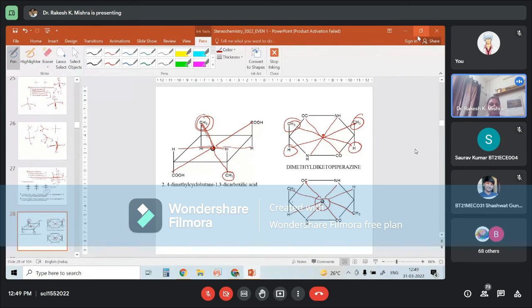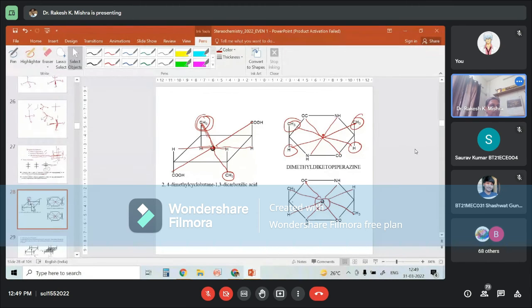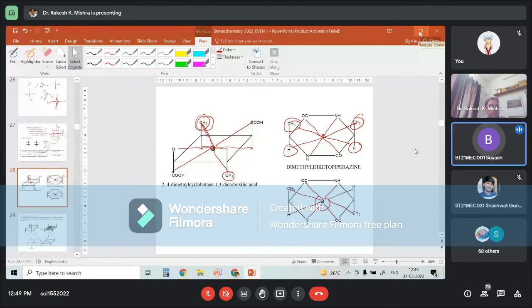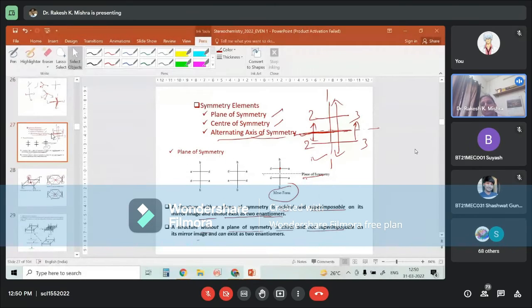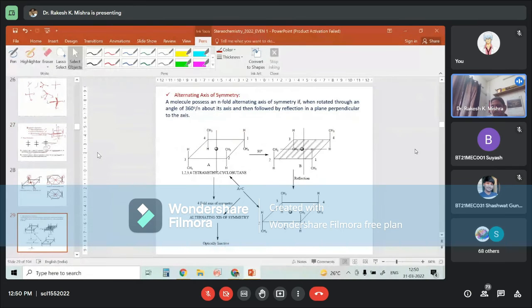Am I clear about this plane of symmetry and center of symmetry? So if there is a center of symmetry, then the object will be optically inactive. If any of the three is present in a molecule, plane of symmetry, center of symmetry, or alternating axis of symmetry, then it is optically inactive. Symmetry elements decide whether your compound will be optically active or inactive. We had one operation and one observation till now. This alternating axis of symmetry will have two operations here.